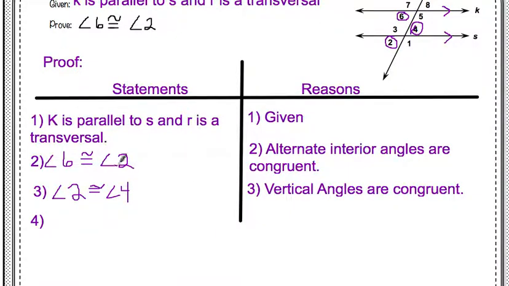If 6 is congruent to 2 and 2 is congruent to 4, then 6 is congruent to 2. I think we actually made a mistake, so let me fix this. 6 and 2 is not what I meant to put. I meant to put 4. My mistake.